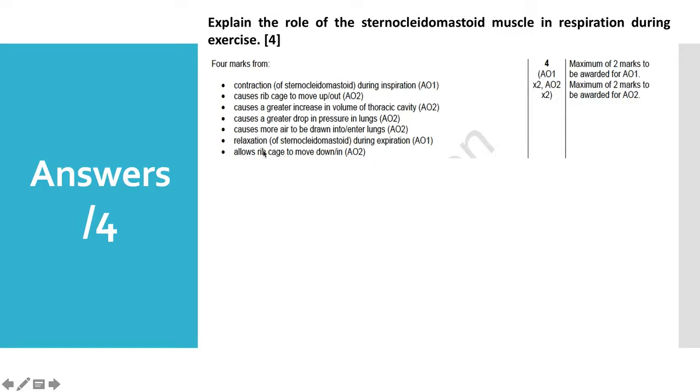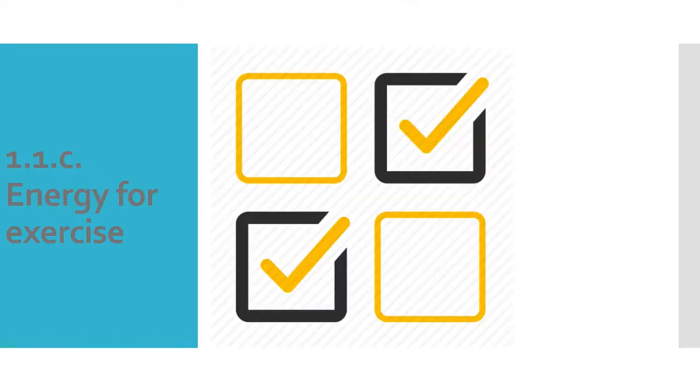Oh, here you go. We could have also said relaxation. During expiration, it allows the rib cage to move in and down. I don't think I'd have thought of that. And that therefore would have submaxed me at 3 of the 4. Okay, so we need to obviously pay attention to that. What does it do during relaxation? That's tricky. I think I'd have lost a mark there.